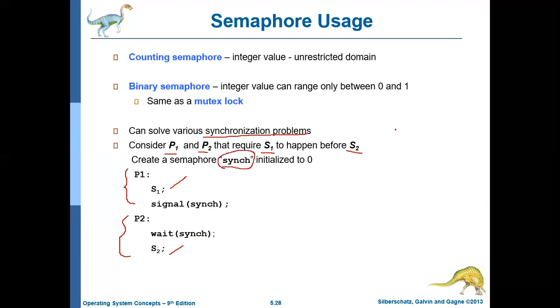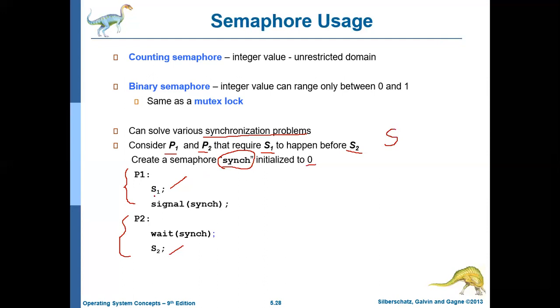In the previous example, we discussed a different name for the semaphores, but the semaphore name can be anything. So here the semaphore name is synchronization, and it is initialized to 0. So what it will do is, once S1 is completed, P1 will send signal of sync. Assume P1 is executing first.